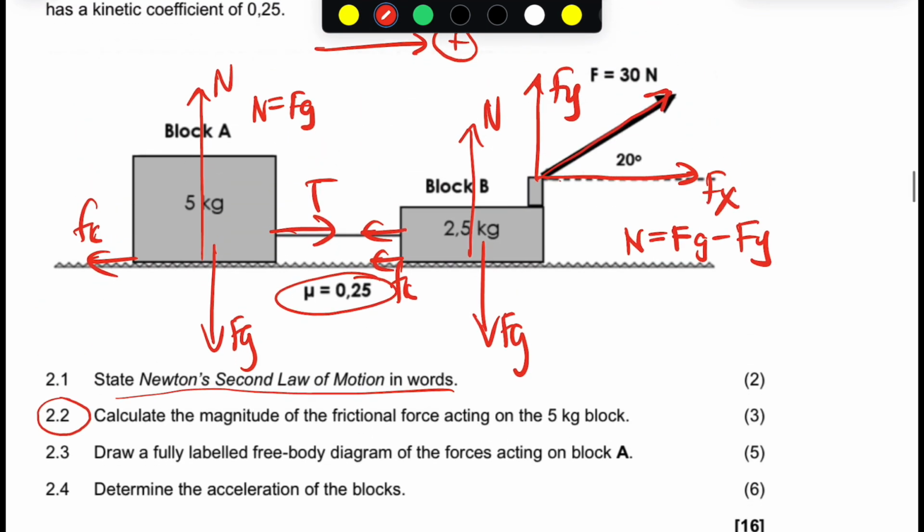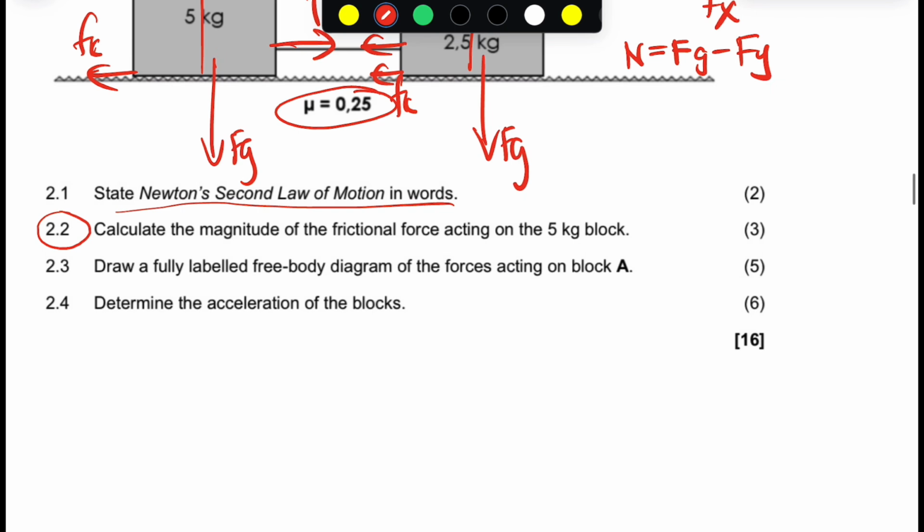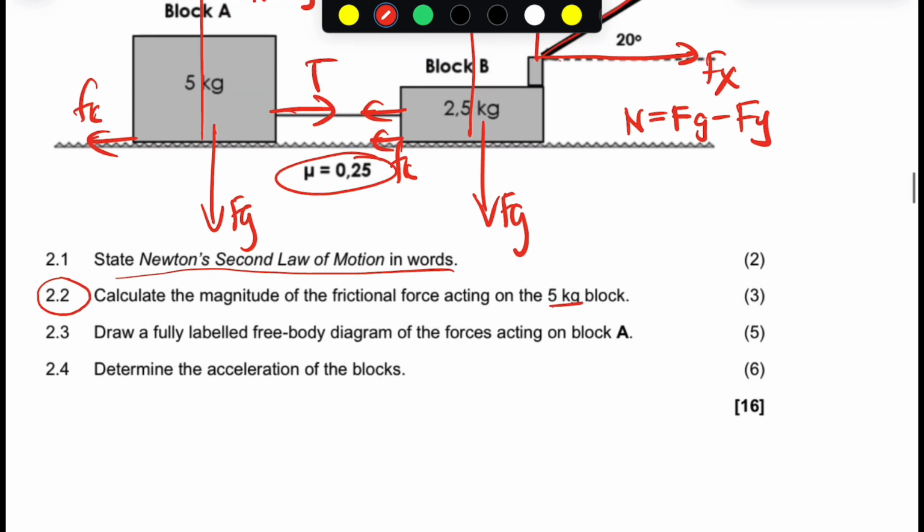Now it says calculate the magnitude of the frictional force acting on the 5 kg block. So let me calculate it here. It's 2.2. Fk is equal to mu k times the normal force. We're going to use that formula because we have an Fk, we have a mu k, we have a normal force, so we're looking for that.